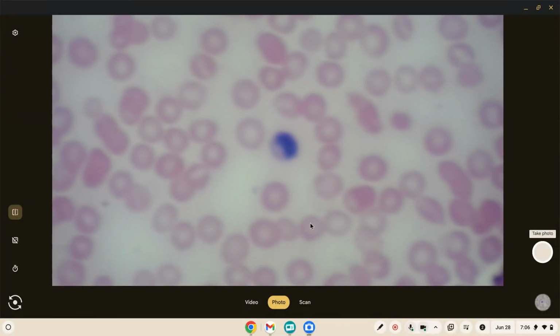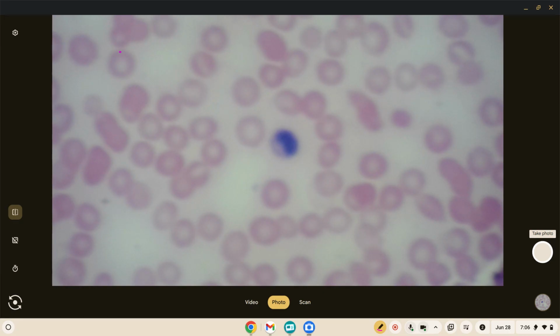Hello and welcome back. Today we are going to be comparing human blood with frog blood. Now, which organism's blood do you think we're looking at right now? In case you don't know, this is the human blood.